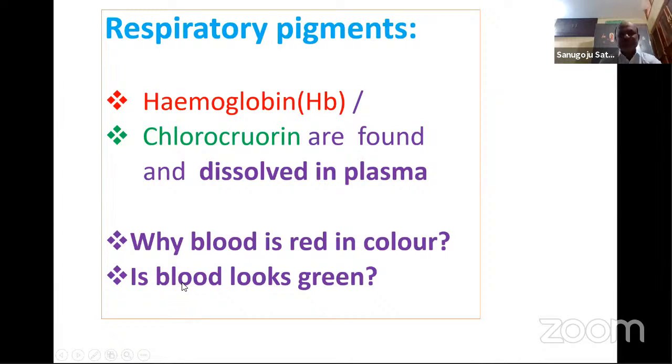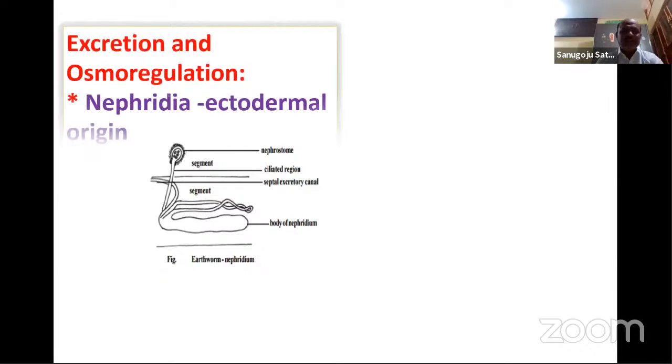Why does blood look green? Yes, it is looking green due to the presence of what? Chlorocruorin. Chlorocruorin is another respiratory pigment which is giving green color to the blood. Next system after circulation, the metabolic activity, that is excretion and osmoregulation. The excretion is nothing but balancing the body. Osmoregulation is also like that, balancing the water level, balancing the equilibrium from hyper concentration to lower concentration. It will balance.